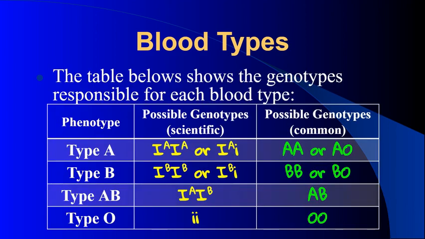The table below shows the genotypes responsible for each blood type. So if we have the phenotype type A blood, there's two different genotypes that could give that to us. We could have inherited two A alleles and be AA, or we could have inherited one A and one O. Remember, A is dominant and O is recessive. So if we have an A allele and an O allele, we're going to have the A blood type. Type B, you could have inherited two capital Bs, BB, or you could have inherited a B allele and an O allele. For type AB blood, there's only one possible genotype. To have type AB blood, which is the codominant blood type, you have to have inherited an A allele and a B allele. And there's only one genotype for type O blood, and that would be inheriting two O alleles.